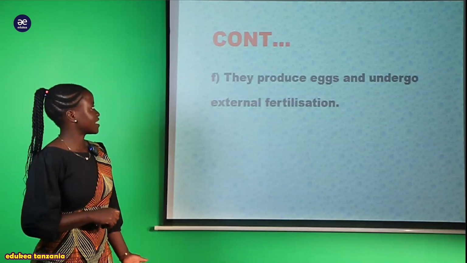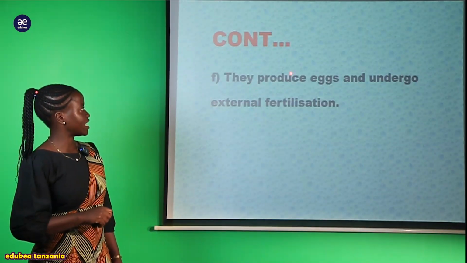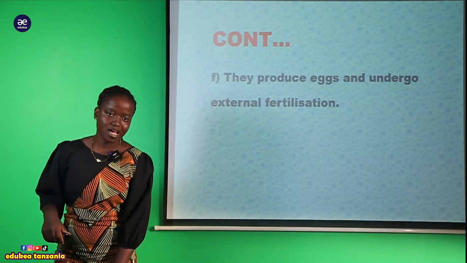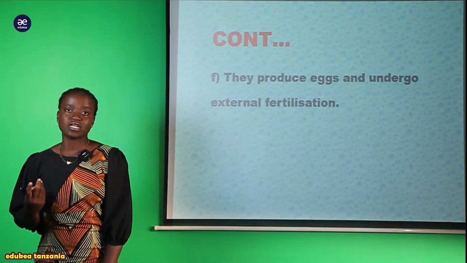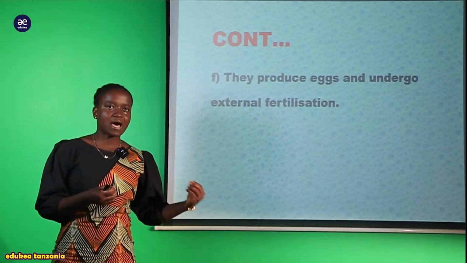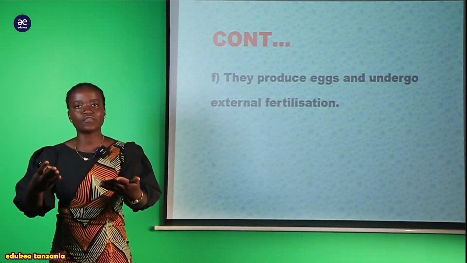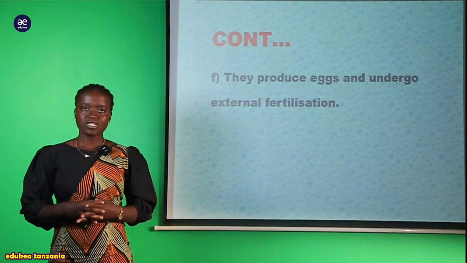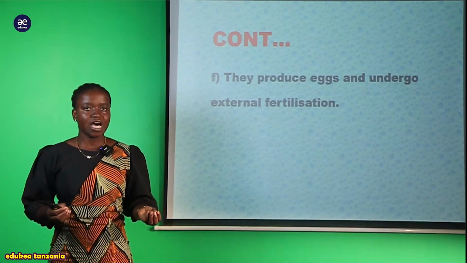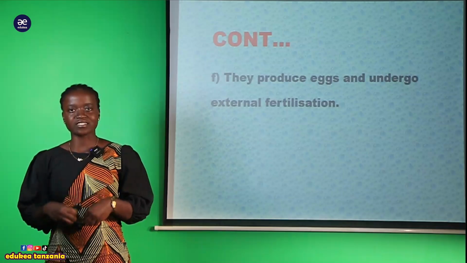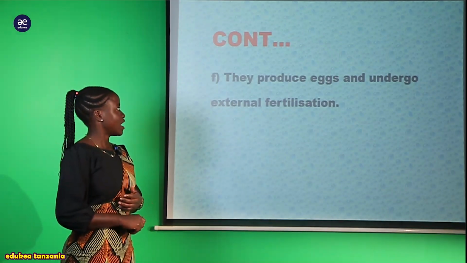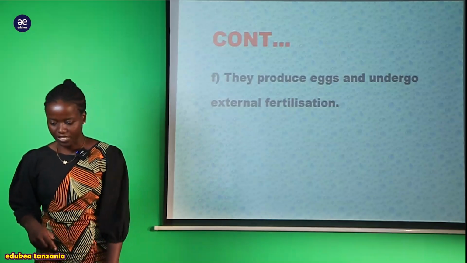And another feature here, we are saying that they produce eggs and undergo external fertilization. So now you can see these organisms undergo external fertilization, meaning that the fusion between the sperm and the egg occurs in the outside environment. It is quite different from the Chondrichthyes, where fertilization occurs inside the organism. But this organism only undergoes external fertilization.